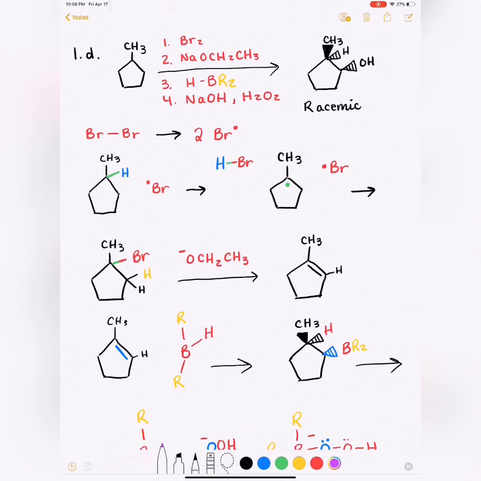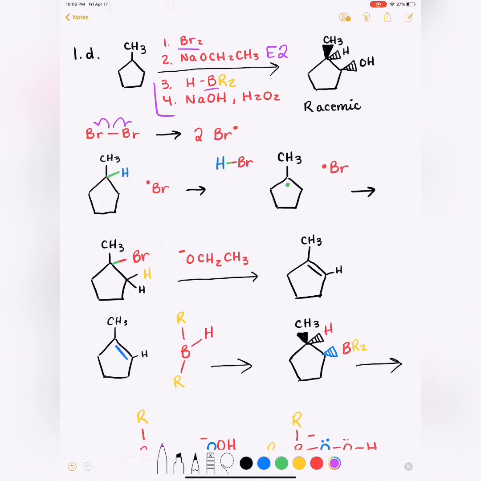Our final example starts with methylcyclopentane and ends with 2-methylcyclopentanol. If you look at our third and fourth reagents, you'll see boron. That is a clear indication that a hydroboration oxidation reaction is going to occur. But in order for that to happen, we need an alkene, which can be synthesized through a free radical halogenation and an E2 reaction.